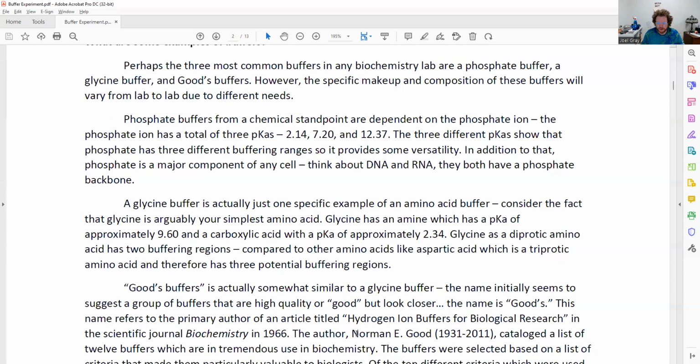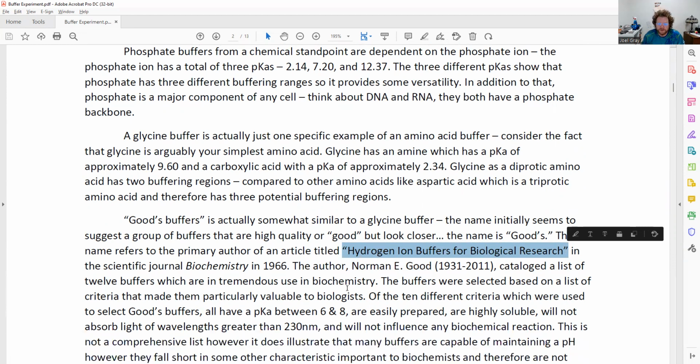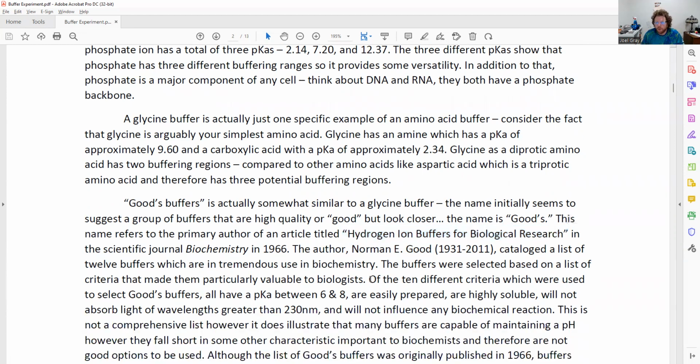But, oh, here it is. Yeah, Norman E. Good. He cataloged a list of buffers that meet a certain criteria. So he submitted this as a paper in 1966, "Hydrogen ion buffers for biological research." He just came up with a list of buffers that were good and came up with a criteria for those buffers. For instance, there were a total of 10 different criteria that were used to select these buffering agents.